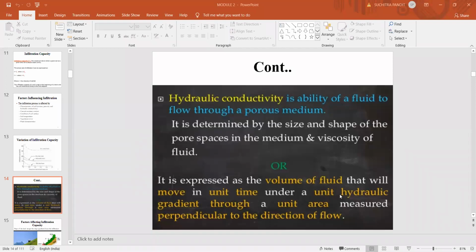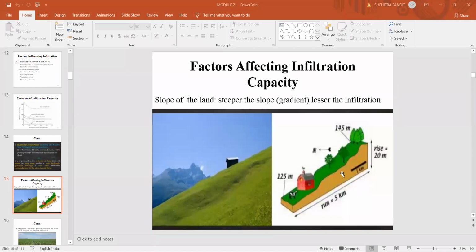This hydraulic gradient is the natural gradient because water flows from a higher elevation to a lower elevation. It can also be expressed as the volume of fluid that moves in unit time under a unit hydraulic gradient through a unit area measured perpendicular to the direction of flow. That is given by an equation, Darcy's law of hydraulic conductivity, that is Q is equal to KIA.